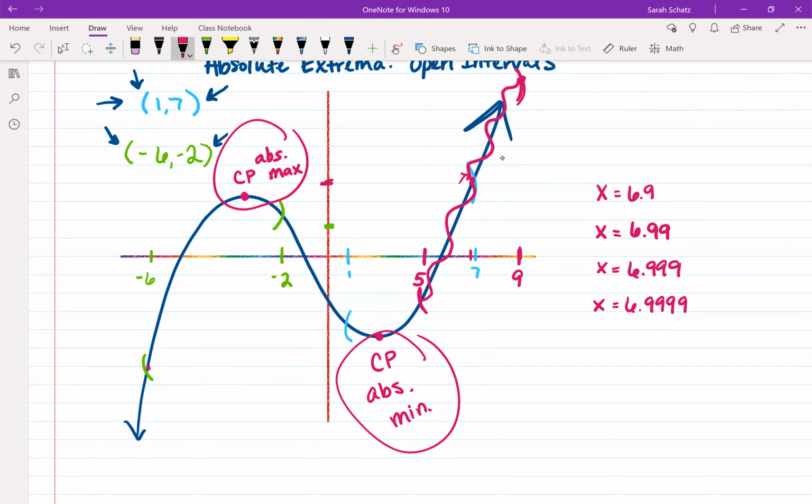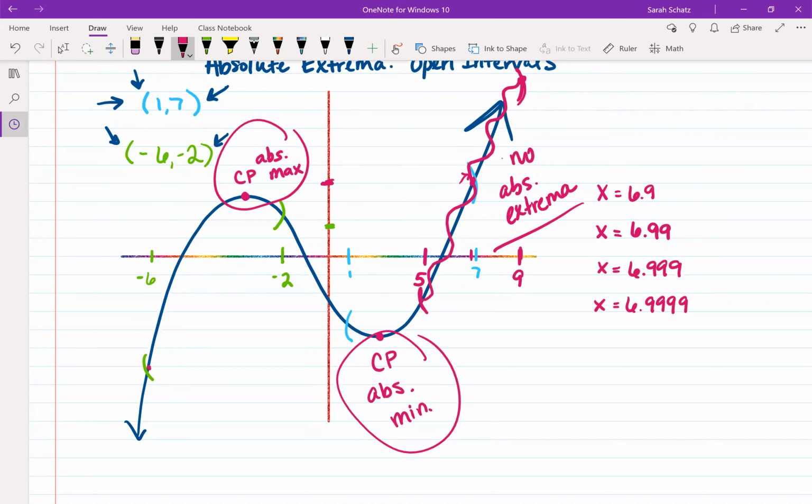If I asked you if there was an absolute min or max in this interval, what would you tell me, guys? Because I can't say anything about the points at 5 and 9. And notice there's no critical points in my interval either. So in this case, because there are no critical points in the interval, there are no absolute extrema in this interval. So depending on what your interval looks like, you might have cases where there's none. And it just means that there was no critical point in your interval.